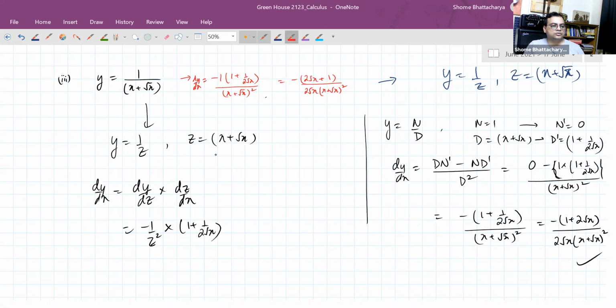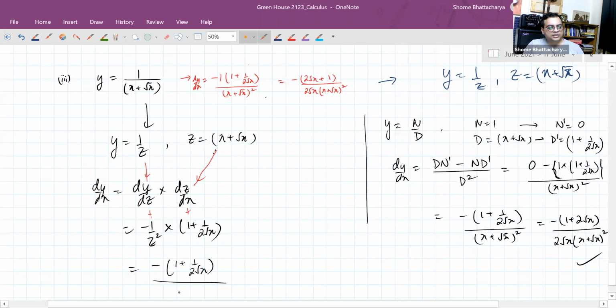So substitute this here and substitute this here. So you get this step, you get this step again, and then just resubstitute. So this is minus 1 plus 1 by 2 root x, divided by z square, which is x plus root x whole square. That's it. It's the same thing. It doesn't always really matter which method you are using. In certain questions, one method will have a distinct advantage over the other. But here, I think both this and this are equally easy.